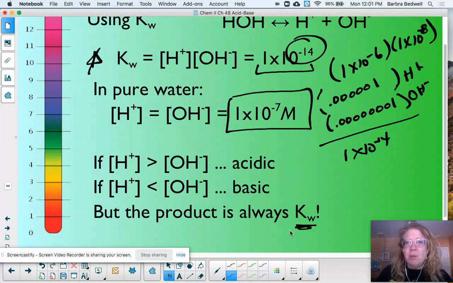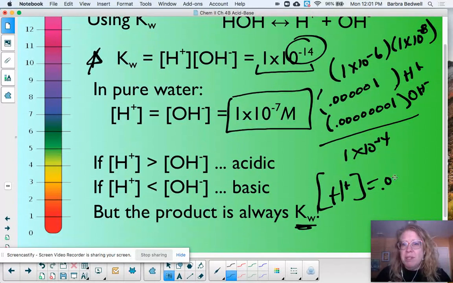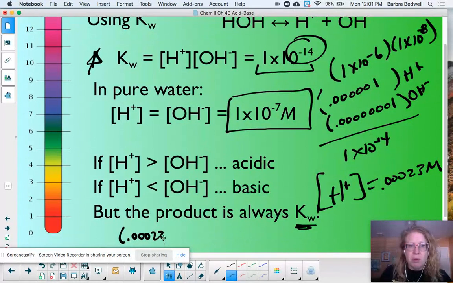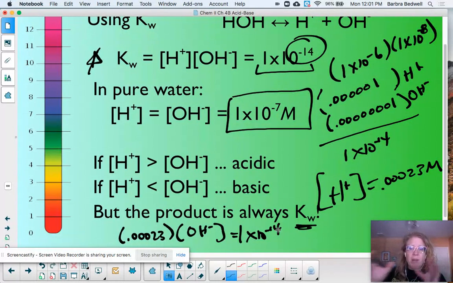The product of our two concentrations is always kW. So if I know one of the two concentrations, let's say I know that the hydrogen ion concentration is 0.00023 or some random value, all I need to do is solve this equation to figure out what the value of my hydroxide is. I would say my concentration of hydrogen ions, 0.0023, times the concentration of hydroxide ions has to be equal to 1 times 10 to the minus 14th, always. So you can plug those in and play around with one. When you know one, you know what the other one is, because the product is always a constant.